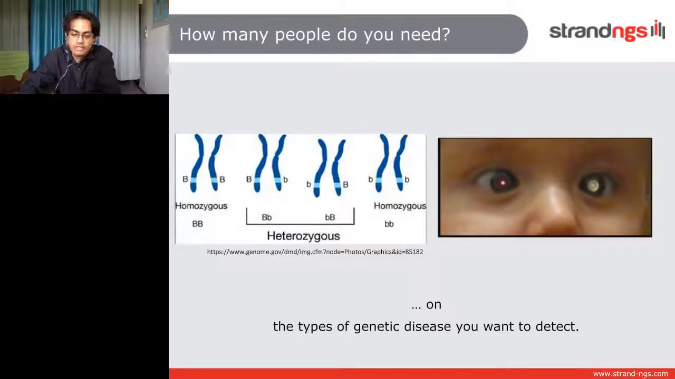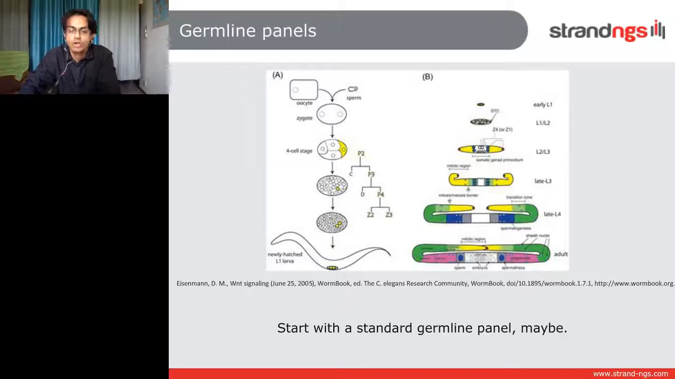Right? And so the number of people you're assembling hugely depends on the kinds of genetic disease you want to detect. So in clinical genomics, you typically start with a standard germline panel. And the germline, for those of you who are not familiar, is just the line of inheritance starting from your ancestors and going all the way down to yourself. Right? So it is what you inherit from your parents and your grandparents. And panels that are based on germline diseases, that is, diseases that you inherit from your parents, are called germline panels. And there are some standard panels that are germline.